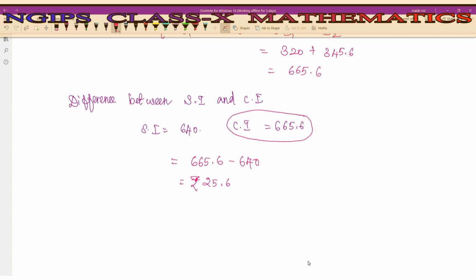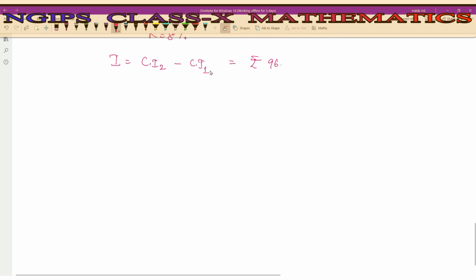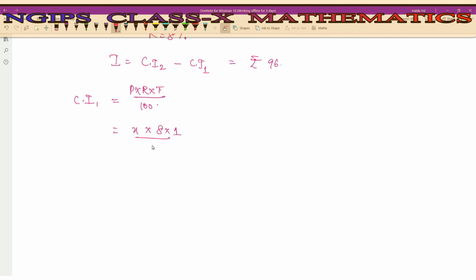Next we will move to the next question. Okay, P into R into T divided by 100. I am going to find it for the first year. So principal is x, rate is 8, and time period is 1 year, divided by 100. So we got here 8x divided by 100. I don't want to simplify further, because we have subtraction, so I can subtract if the denominators are same. Now for the compound interest, we need to find out the amount.